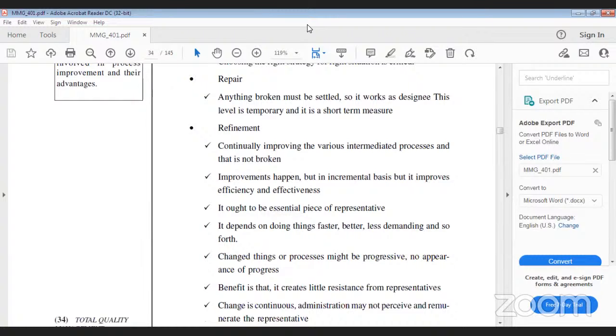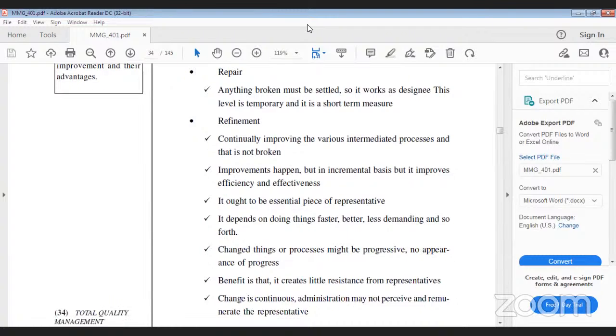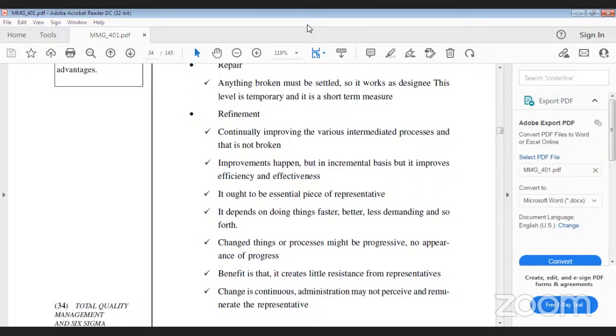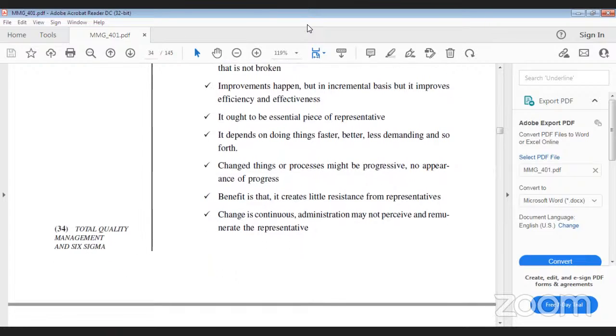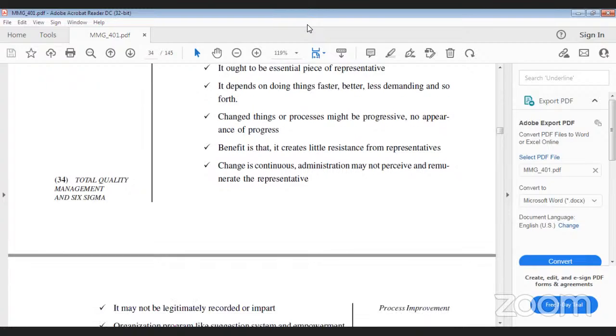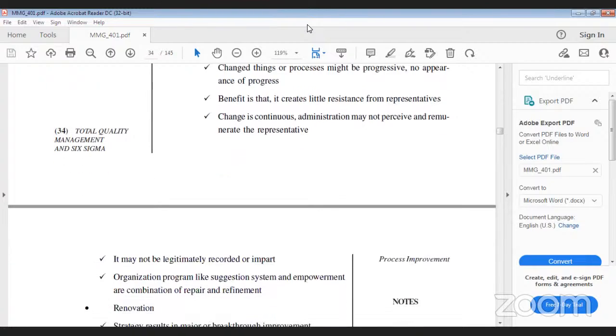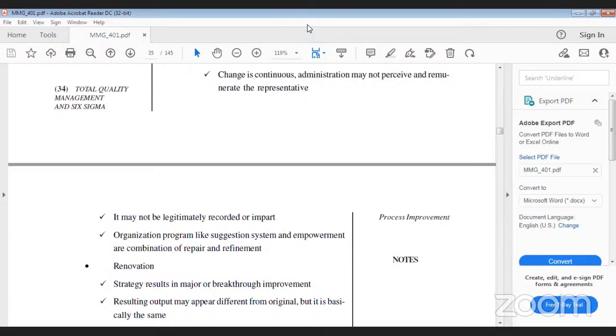Then changing things in the process might be progressive. The drawback is that it creates some resistance from employees. Change in continuous administration may not be perceptive and may not reward the progress. There are also some points about renovation, given here in your book: the renovation strategy results in major and breakthrough improvement.